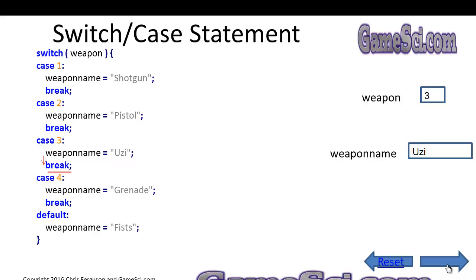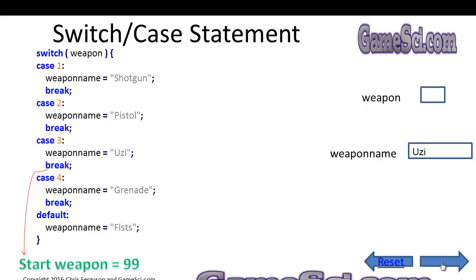After we execute the code in case 3, we encounter the break statement. The break statement says what? Break out of the switch completely. We're done. Do not pass go. Do not collect $200. Exit the case. What you can see here is we're selecting one of these cases to execute.